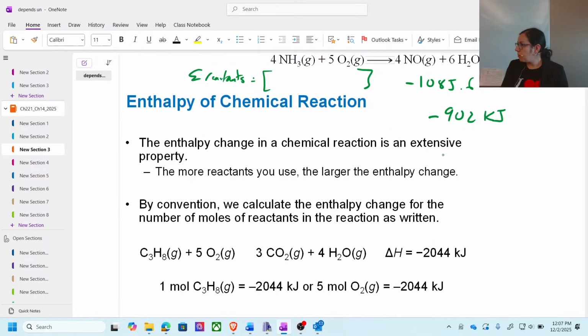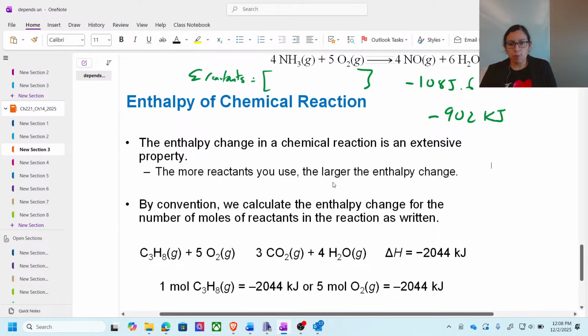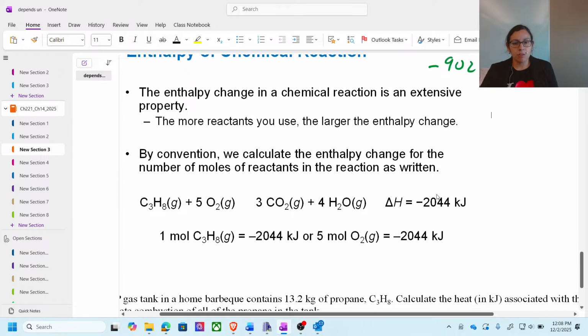If you're a pyro, then you know the more stuff you burn, the more heat, which is also the danger of those large bonfires too, right? So again, more heat, and so the more reactants, obviously the larger the enthalpy.